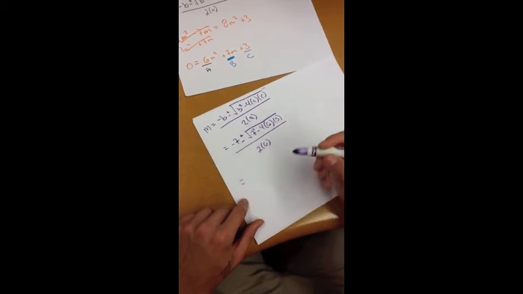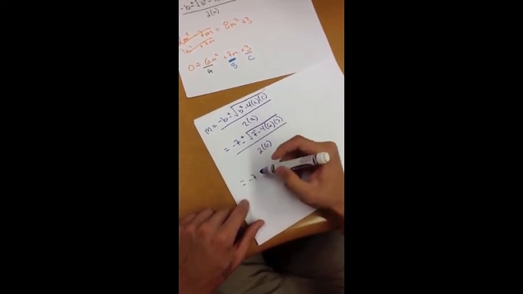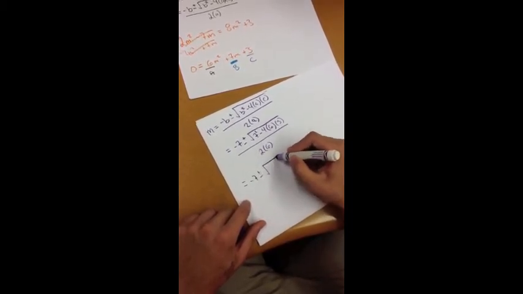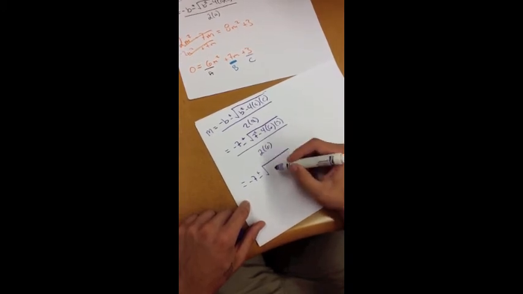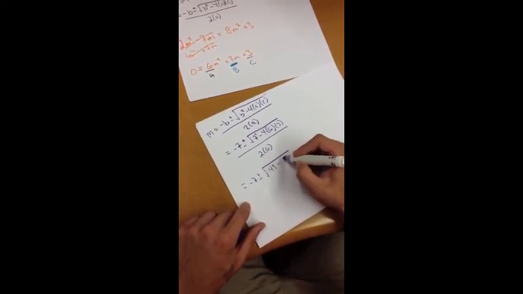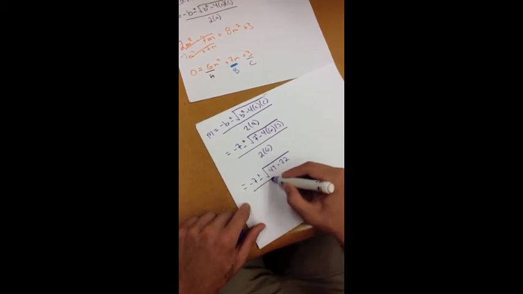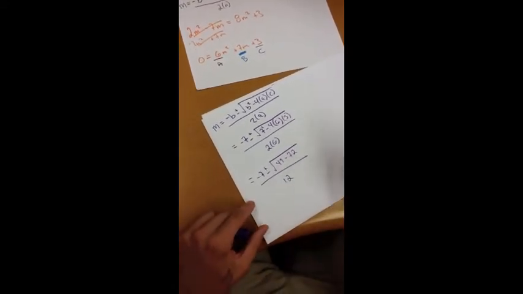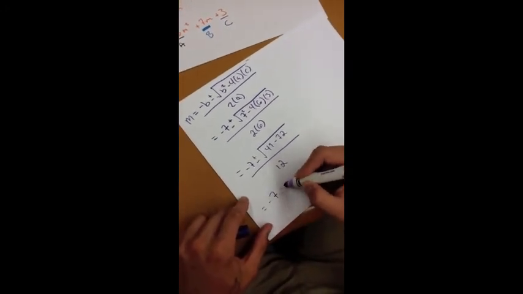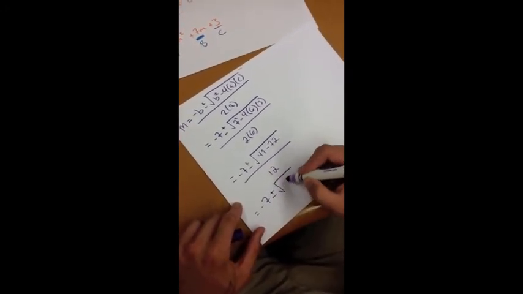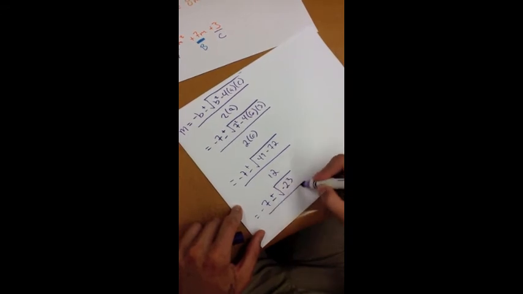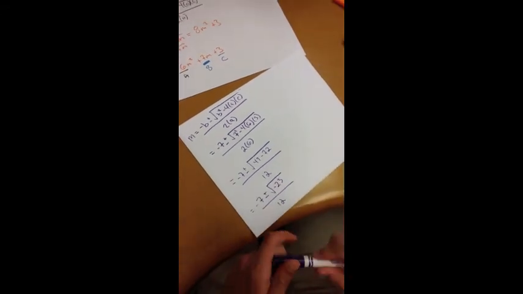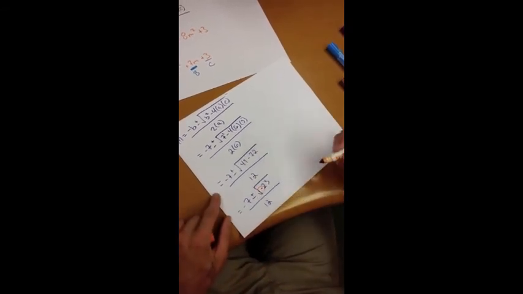And then in the long run it would equal negative 7 plus or minus the square root of 49, right here, 49, minus 72, all over 12. Alright, and then simplify this, you would get negative 7 plus or minus the square root of negative 23 all over 12. Now, the problem here is that you cannot have a negative number within a square root.